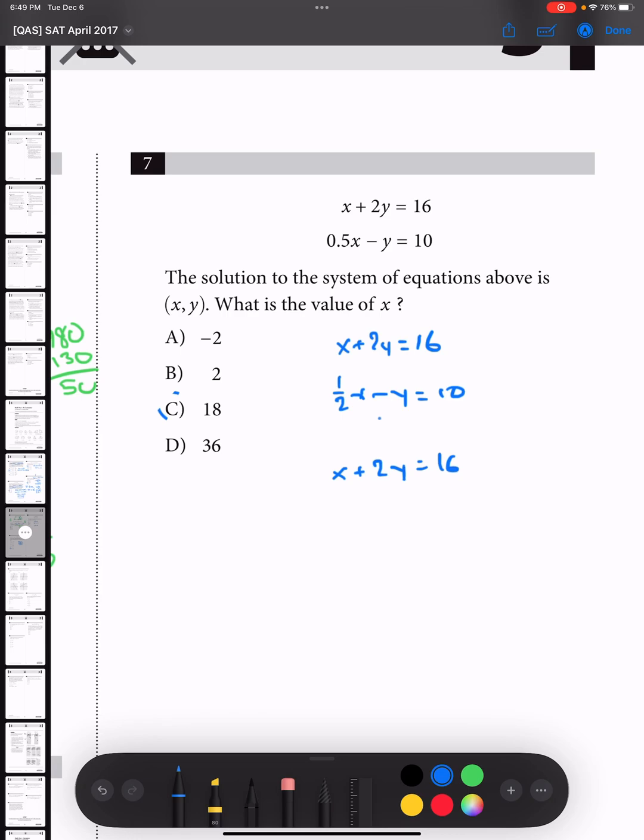I'm going to multiply the 2 with y and 10. So x minus 2y is equal to 20. So we're finding x, so I'm going to eliminate y, which means we're going to add, and we're going to get rid of y. And so 2x is equal to 36, means that x is equal to 18. So our answer is C.